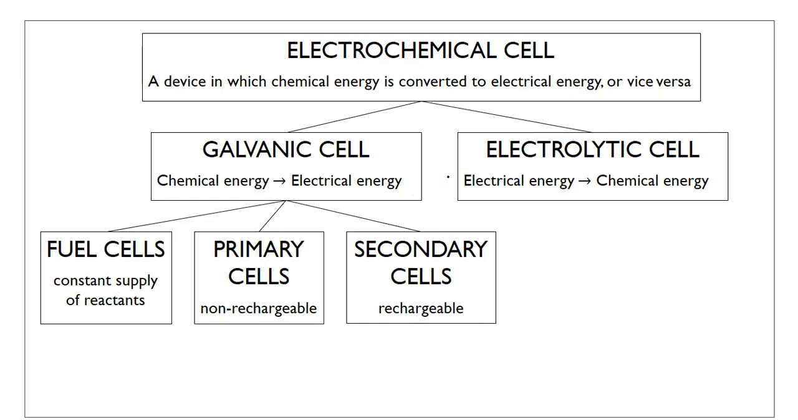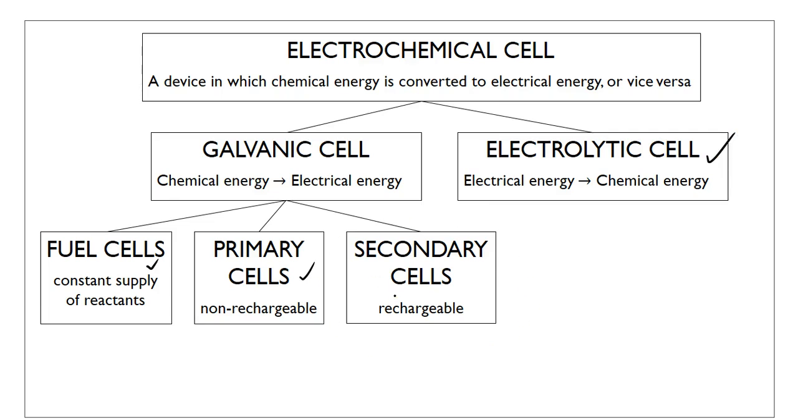And this is just a summary again. So when you talk about electrochemical cells, you can have either galvanic cells or electrolytic cells. We looked at these two, fuel cells and primary cells, last term, and we've spent the last 3 weeks talking about electrolytic cells. So today we're going to end the topic with secondary cells.